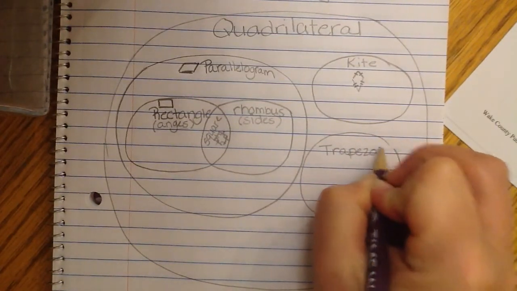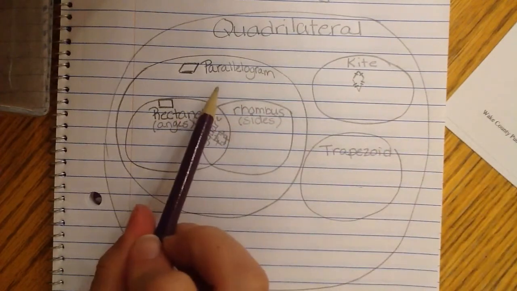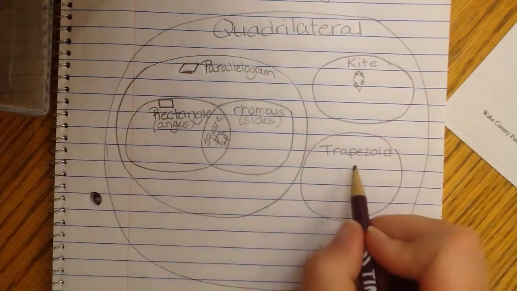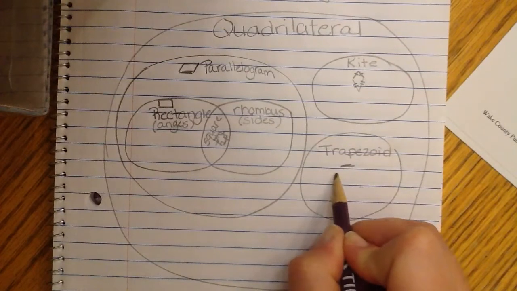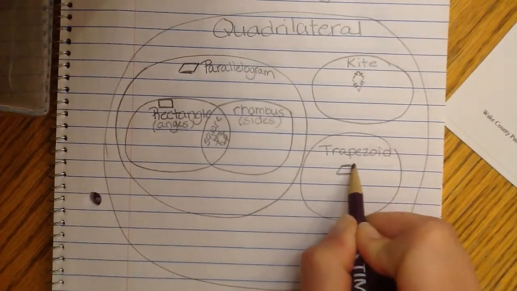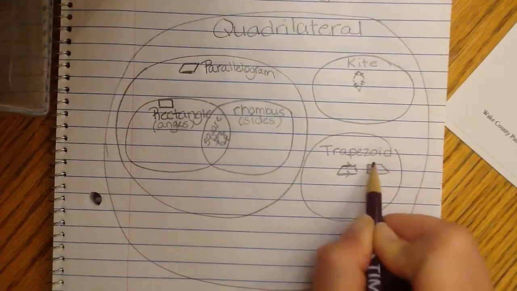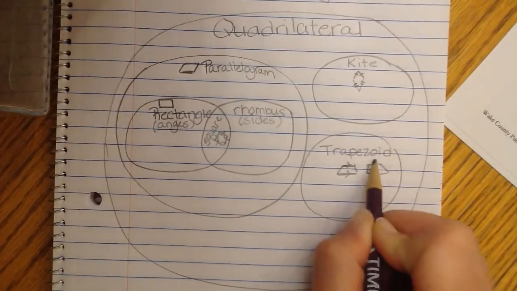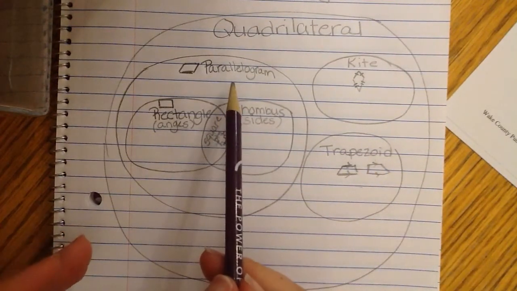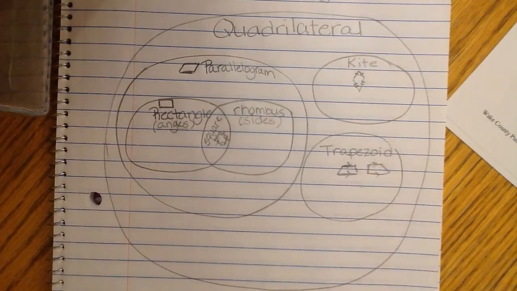A trapezoid is not a parallelogram because it's not in that circle, and it only has one set of parallel sides, just one. I can draw them either way. It just has one set of parallel sides, so I can't say it's a parallelogram, so it has to be over here by itself. Okay, so now I'm going to look at if I can make some statements about this.